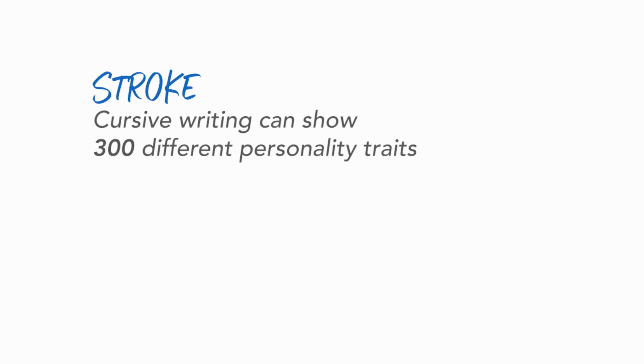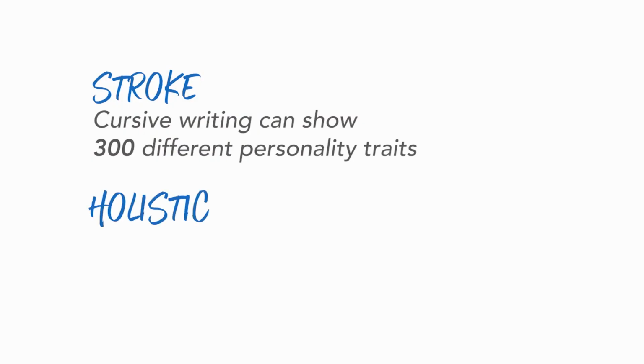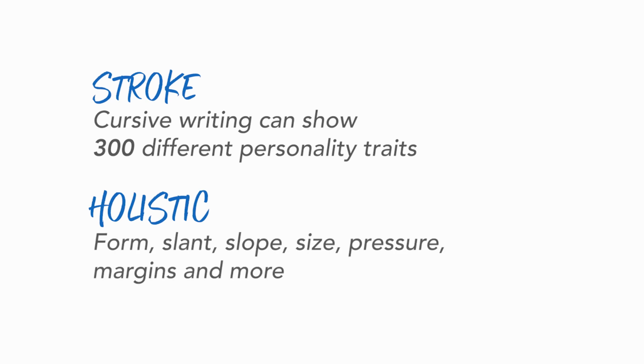We look at the strokes of the writing. In cursive writing, we can see over 300 different personality traits. Each trait affects the other. When we print, we can only see 30 traits in the personality. And then we look at the more gestalt or holistic things that we see in handwriting, such as form, slant, slope, size, pressure, how deep we put our pen into the paper, margins, so many things. And we have to evaluate all of them in relationship to each other.